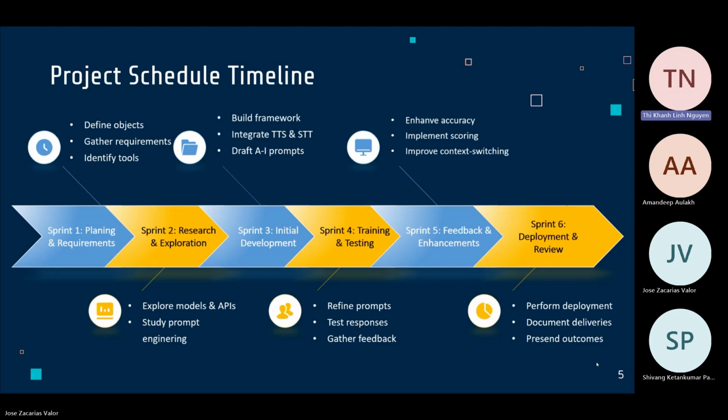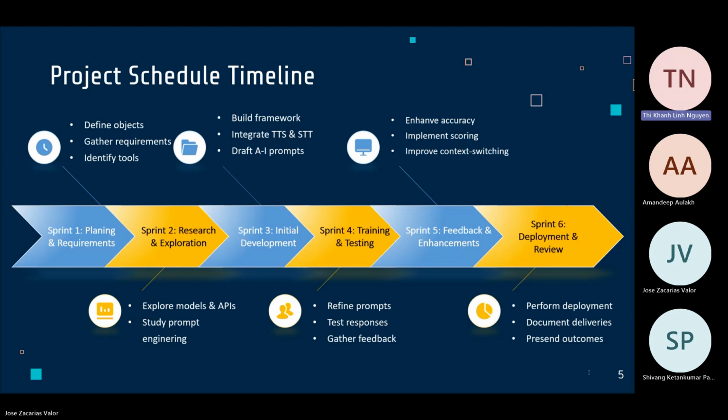Because we have 12 weeks, we separated the work into 6 sprints. The first sprint is planning and requirements, where we define objectives, gather requirements, and identify tools. In the next sprint, we explore models and APIs and study prompt engineering.